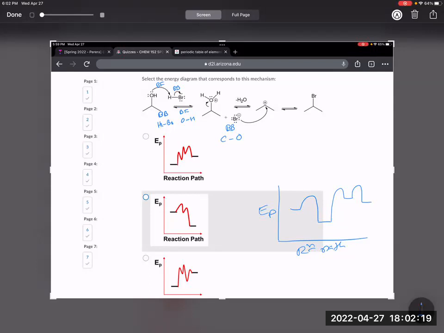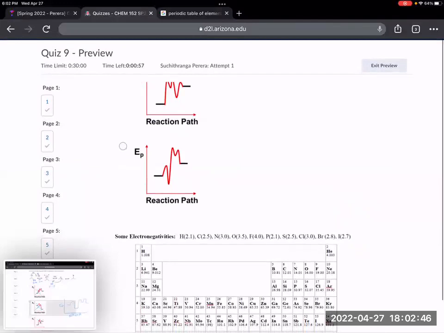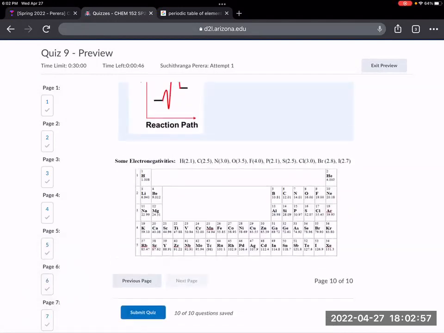So therefore option A is out, and B is out because there should be three steps, which means three humps. And option C is out as well because the first step is not exothermic. So the correct answer has to be option D. Here you go. The first step is exothermic, then endothermic, and then exothermic. So that is correct. We can select that as our correct answer.